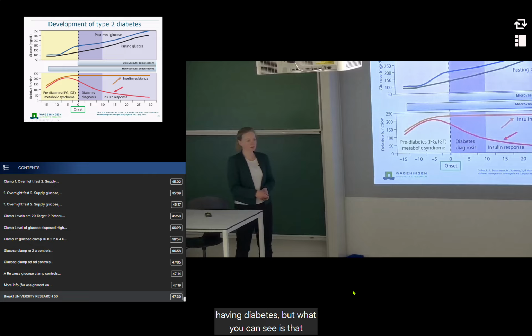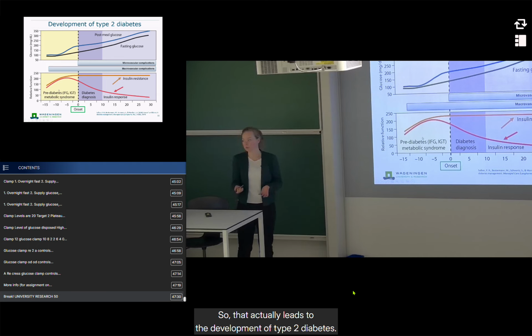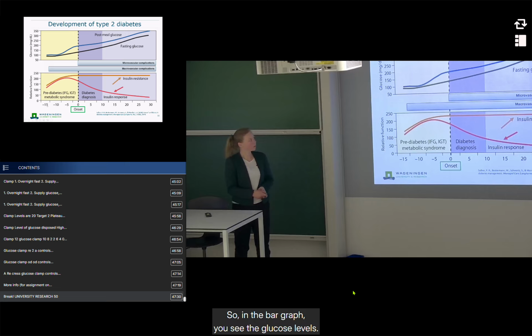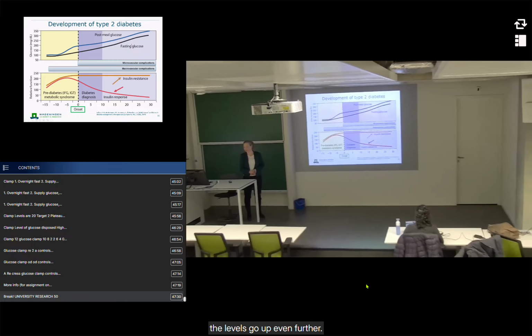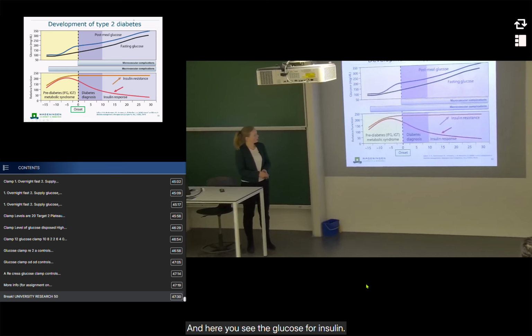But what you can see is that already 10 to 15 years before this, things are happening in their bodies that lead to the development of type 2 diabetes. In the bar above, you see the glucose levels, and you see already that levels are a bit elevated. This is the post-meal glucose, and this is the fasting glucose levels. And then when people are diagnosed with diabetes, the levels go up even further.